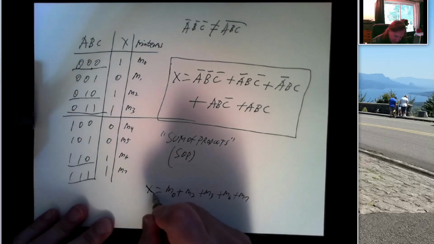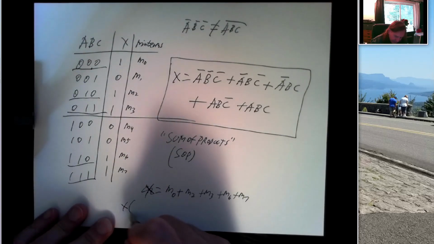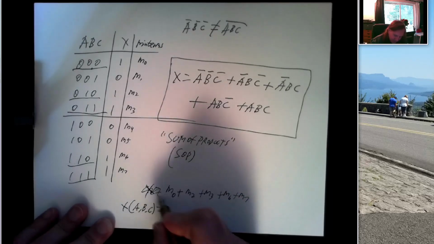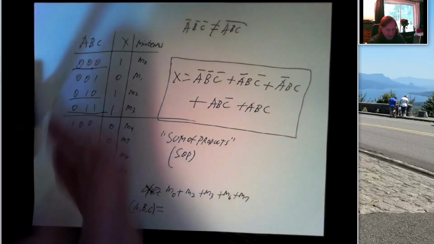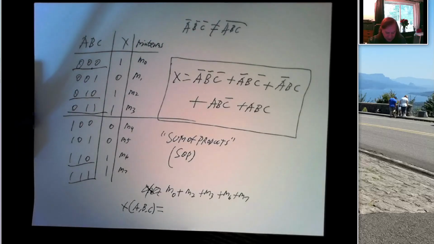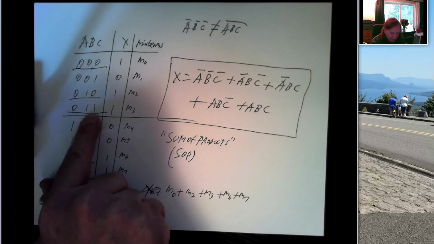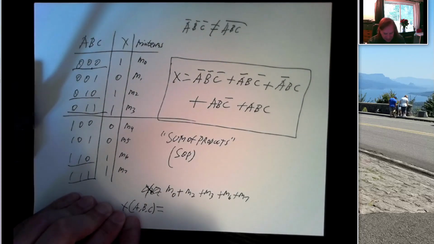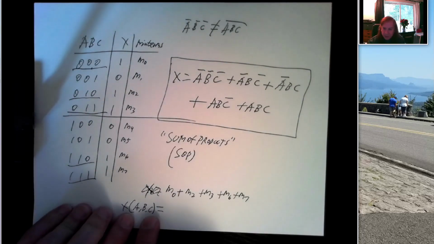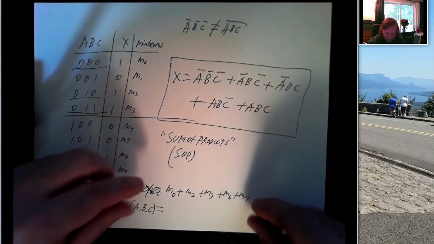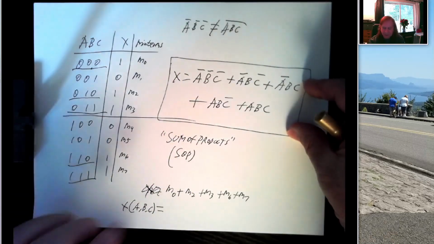So we usually write X parentheses and we list the inputs in the order that they are in the truth table. So now when I see minterm 3, I know that corresponds to input values of 0, 1, 1. It's the A that's a 0, and the B and the C are 1s. And that lets us go from this expression back to this expression.